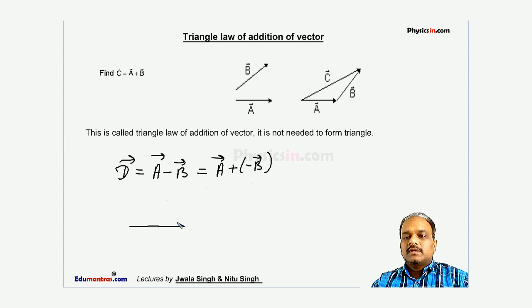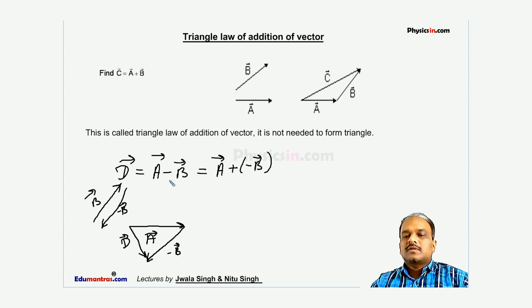This is vector A, this is vector B. So this is vector minus B. I will put it here. This is vector A, this is vector minus B. So if I join this tail and head, this is actually vector D, which is equal to vector A minus vector B. So subtraction of two vectors is nothing, it is addition of a positive vector and a negative vector.